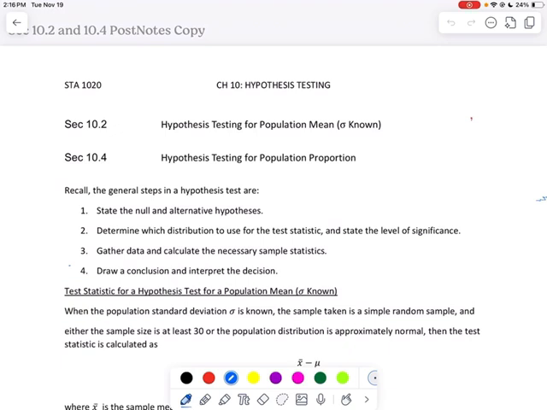Like in chapter 8, if you recall, I combined section 8.1 and 8.4 because they were a similar situation. So recall the general steps in a hypothesis test. The first step is to state the null and the alternative hypothesis. Second is to determine which distribution to use for the test statistic. So to do the computations for the test statistic, what formula will we use?